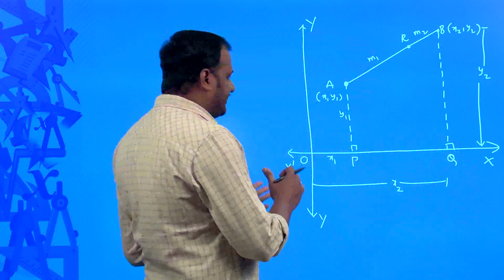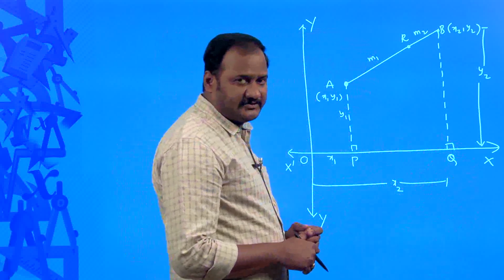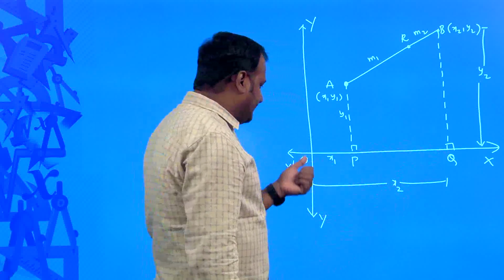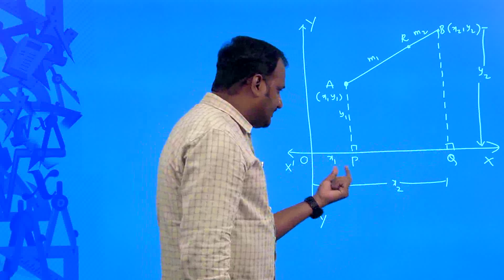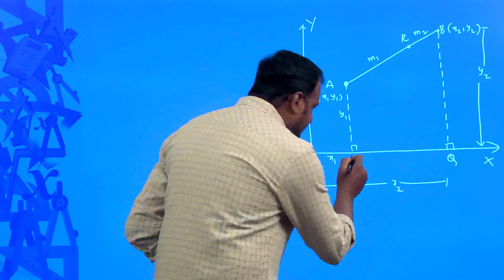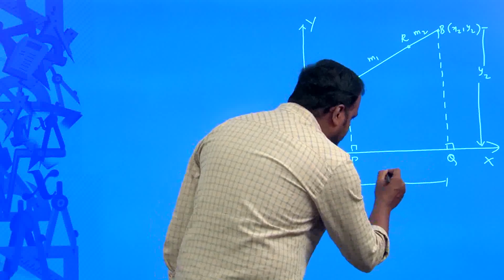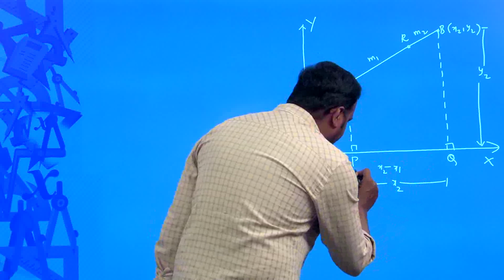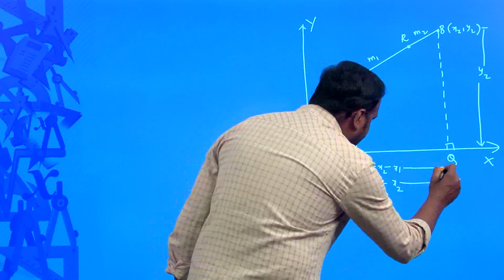So, will you be able to identify the distance from P to Q? See, the distance from O to Q is x2 and the distance from O to P is x1. This part is a part of this OQ, right. So, we can say that the distance from P to Q is going to be x2 minus x1. So, from P to Q, right.